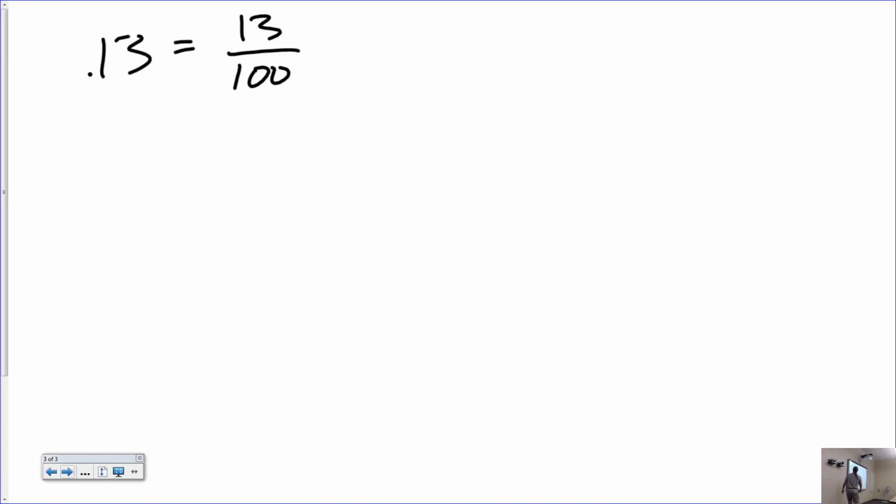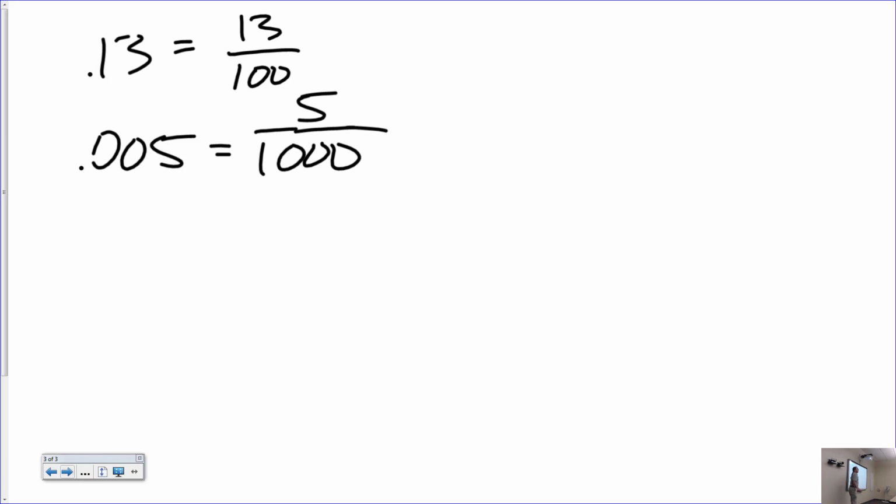Now, just be careful with these. Again, how would you correctly read that number? 5 thousandths, or 5 1,000ths if you want to be really picky. And what would you do with 5 over 1,000? Reduce it. What would it reduce to, folks? 1/200. Okay, so just reduce as you convert.